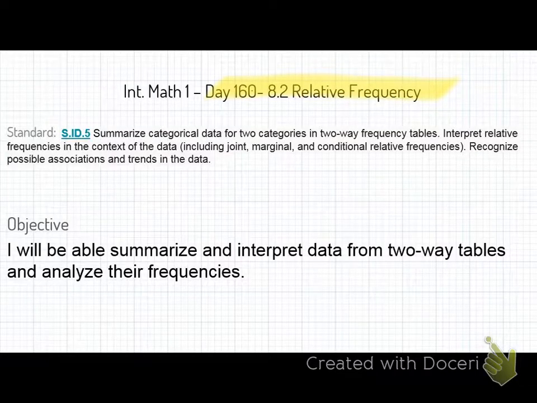Alright, so this is the lesson for day 160. We're a day behind, but the objective for today, we're going to talk about those relative frequency tables, but in terms of percentages. So if there are 30 students in this class, and all 30 of them are here, what percent of students are here? 100. Good. Does that make sense so far?